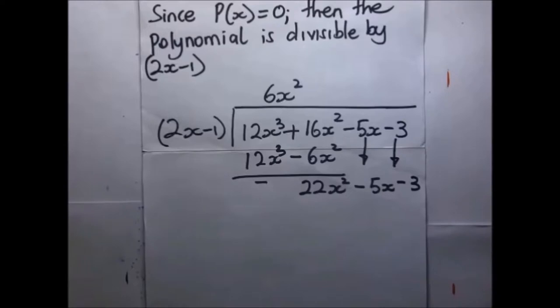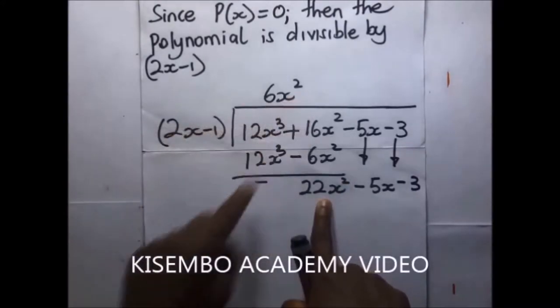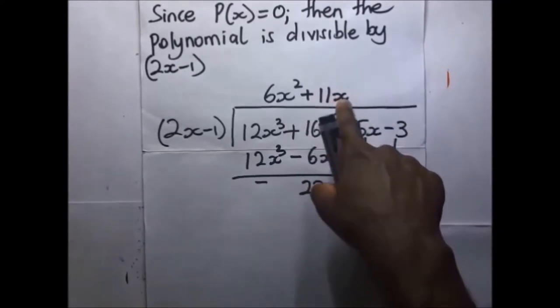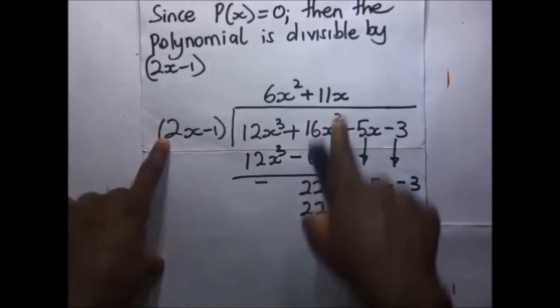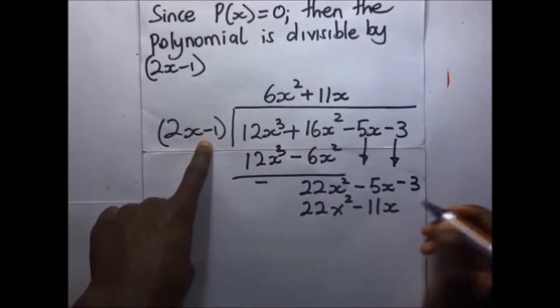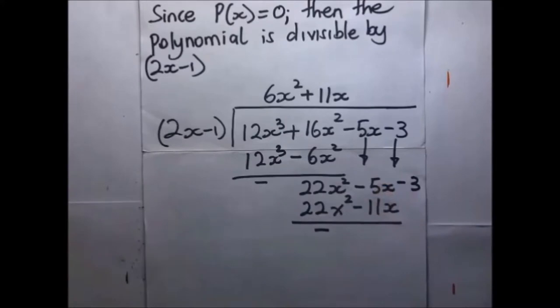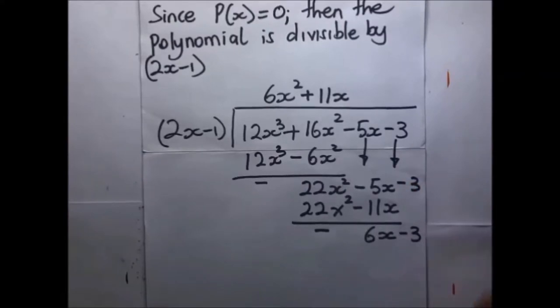So we repeat the procedure. 22x squared divided by 2x, you're going to end up with 11x, so it is plus 11x. 11x times 2x is going to give us 22x squared. And then 11x times negative 1, we shall get negative 11x. When you subtract, we remain with nothing. Then negative 5x minus negative 11x, we shall end up with positive 6x. So we remain with 6x. Then this negative 3 simply comes down and joins here, minus 3.